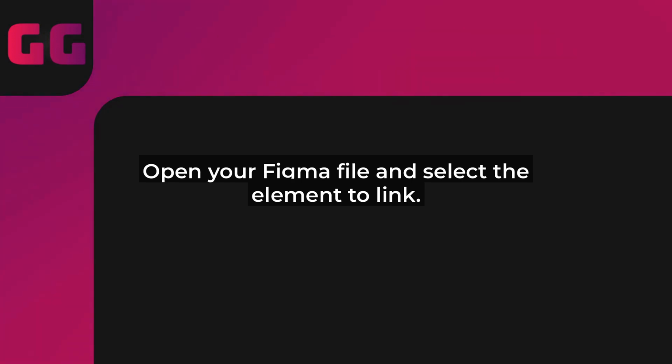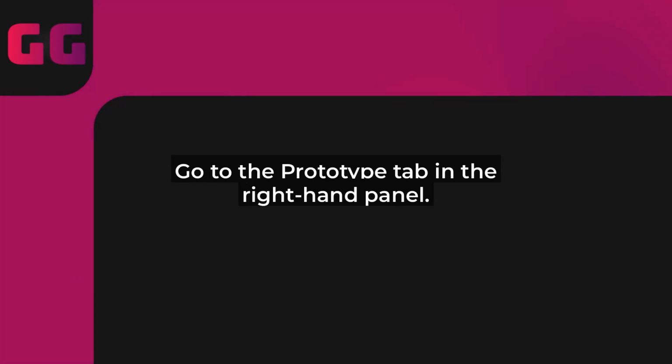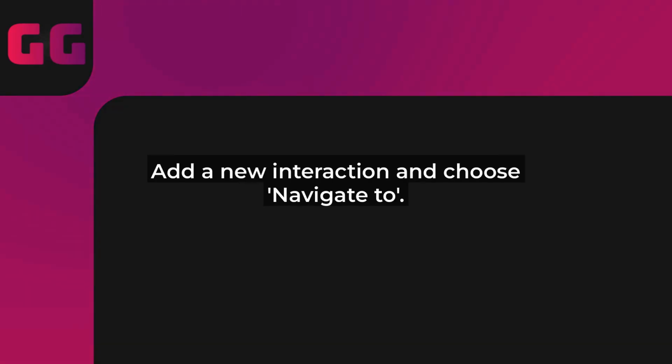Okay, let's jump in. Step 1. Open your Figma file and navigate to the page you want to link from. This could be your homepage or any starting point in your design. Next, select the frame or element you want to turn into a link. For example, if you have a button, click on it to highlight it.